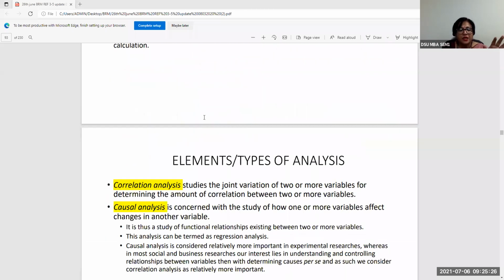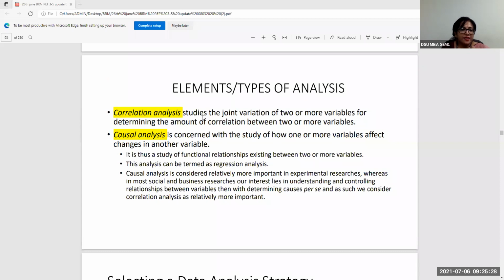All right. So what are the different types of analysis? Let us look at a few of these analyses so that it helps you understand why we need to have different types of bivariate, multivariate analysis and all of that. So there could be correlational analysis, which is basically trying to understand if there's a correlation or a joint variation of 2 or more variables to determine the amount of correlation between variables.